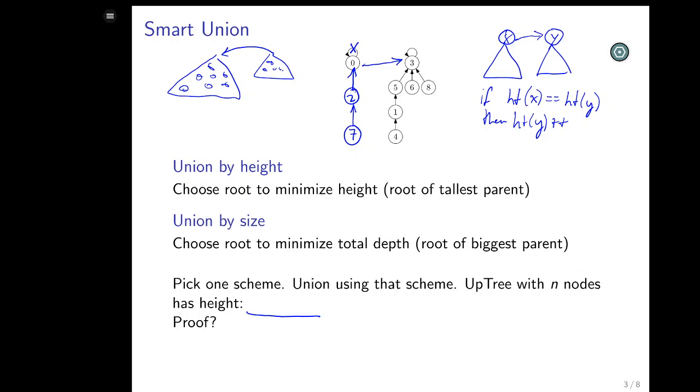Why? Because it works. Just the same as height. Well, we want to minimize depth, right? Because that'll make find faster. Yeah, we want to minimize depth because we want to make find faster.